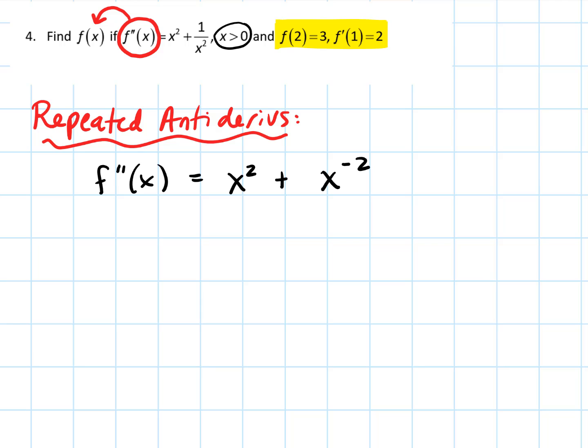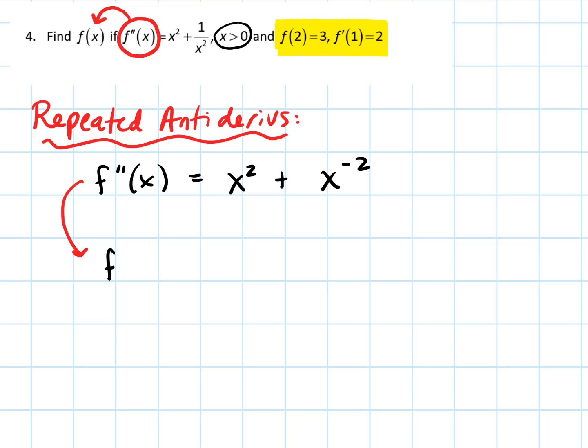Then we're given a couple of pieces of data. We're told some information about the function and about the derivative. So we're going to have enough information here to find those constants as we go, but we have to kind of take it in steps. So let's take it in steps. So let's first find the first antiderivative.